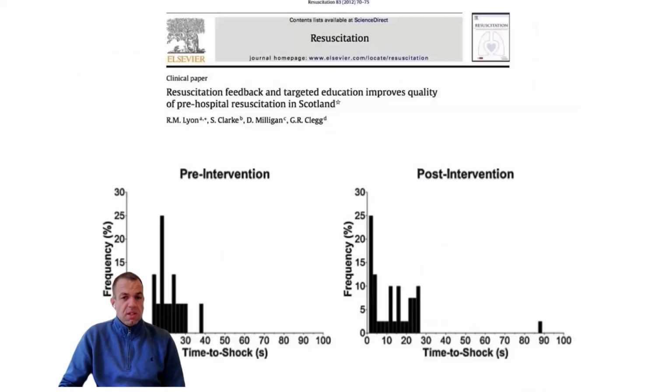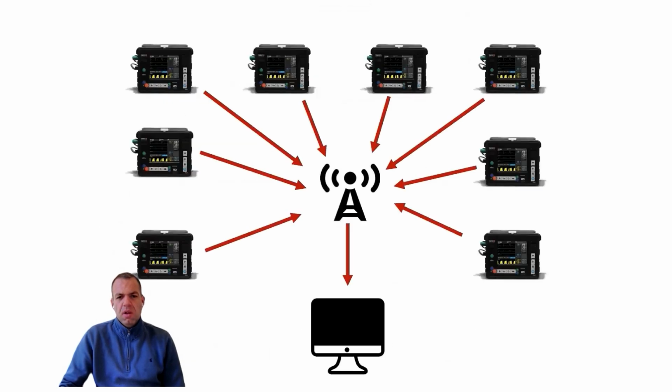And when we did a large study of this in Scotland, we found a hugely positive impact just by introducing feedback into ambulance resuscitation. So before we started feeding back to our paramedic crews, they were off the chest a bit too long, taking a bit too long to shock. And all we did was start recording the quality of the resuscitation that many of our monitors automatically do, and just sending a nice letter back to the crew saying, hey guys, nice job, but this is how you could do better. And we found a huge improvement in the quality of our resuscitation.